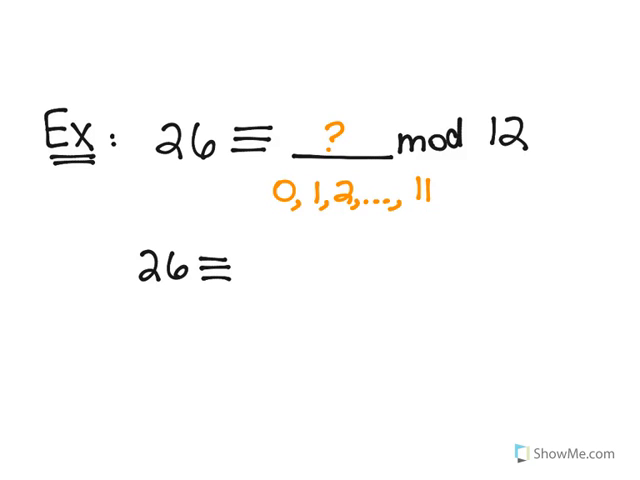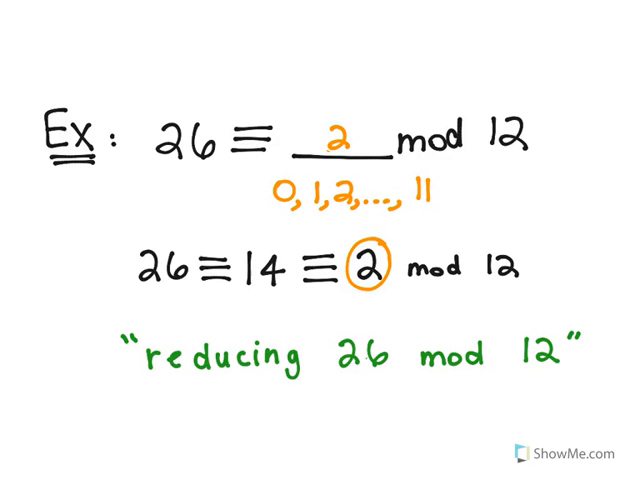So, for instance, 26 by subtracting 12 once is congruent to 14 modulo 12. And well, I'm not yet in the range I want to be in, so I'll subtract 12 again. 14 is congruent to 2 mod 12. And now I've done it. I've gotten a number that's between 0 and 11, and so that's what I'll put in the blank.